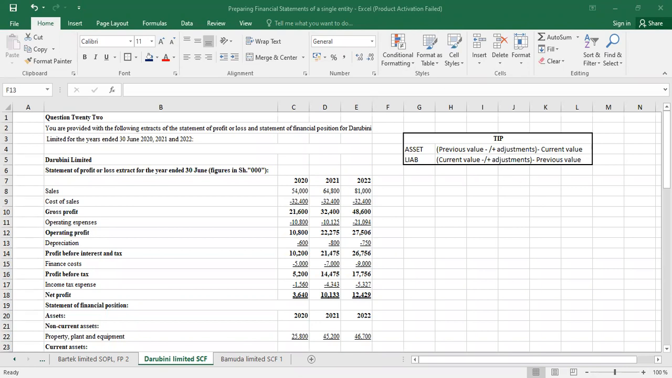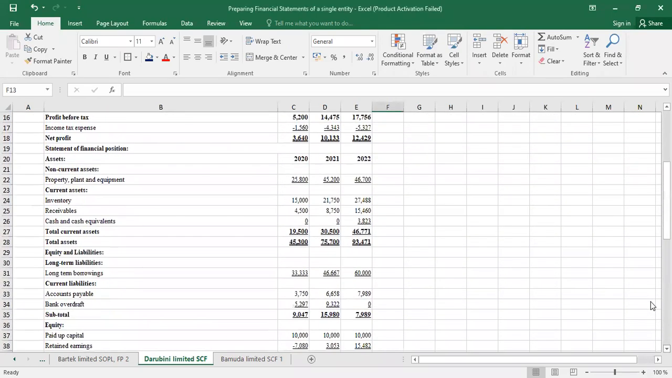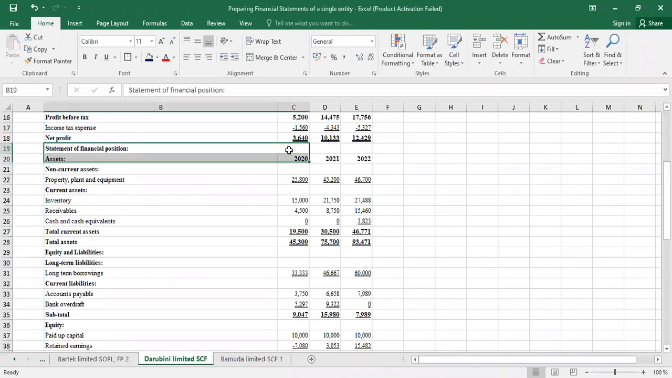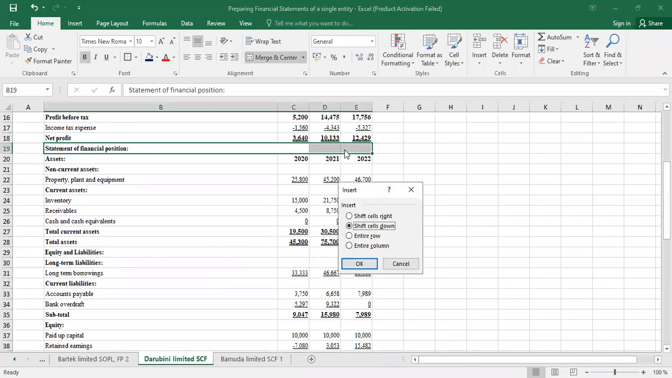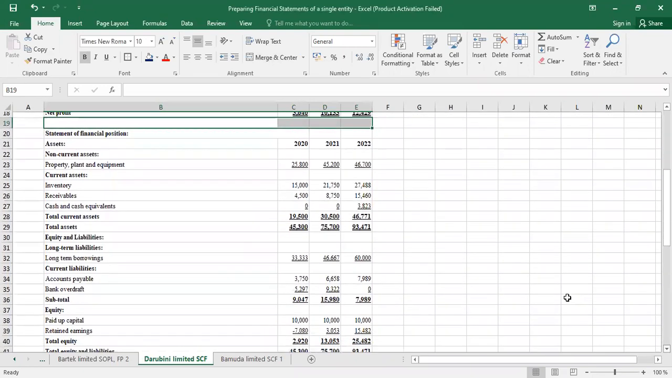Okay, so I'll continue. We've been provided with the following extracts for Darubini Limited for the year ended 30 June 2020, 2021, and 2022. There you can see you have the income statement in other terms, isn't it? And here we have the statement of financial position. Maybe it is just hidden, Control Shift plus. So there we also have the statement of profit and loss, isn't it?